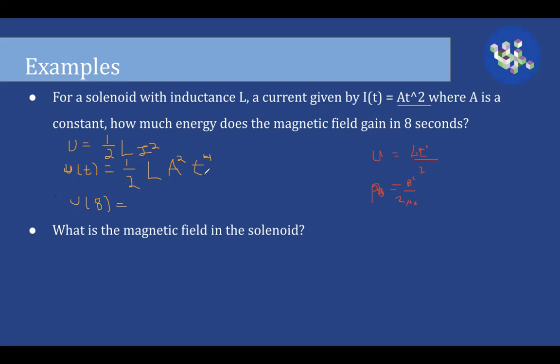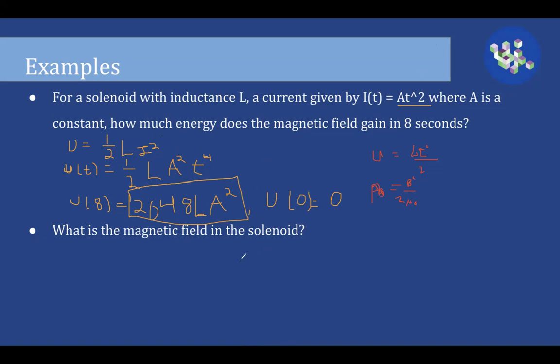8 to the 4 is like 2 to the 12, 2 to the 11. So you have 2048 L A squared. And U of 0 is obviously 0. So it gains this much energy in 8 seconds. Mainly just knowing how to use 1/2 L I squared. Any questions on that?